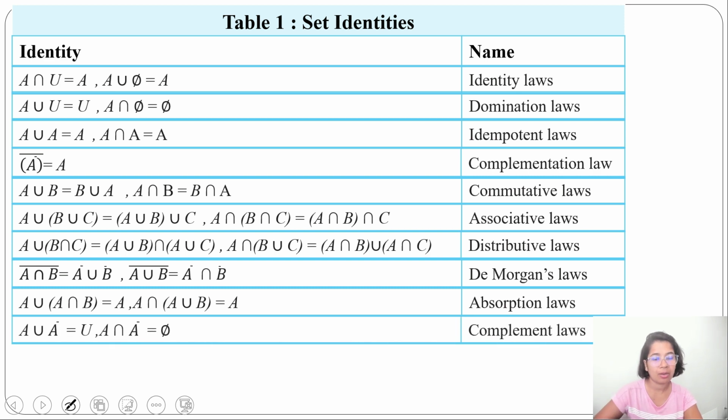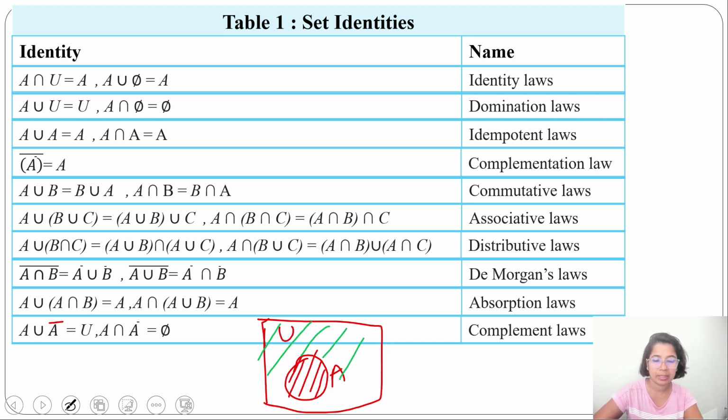Next is the complement law. A union A complement equals the universal set. This is our A, this is our universal set. A complement is this part which is not in A but in the universal set. Now A union A complement will be the whole universal set. Next, A intersection A complement will be phi. This is our A intersection A complement. A complement is the outer part which is not in A but in the universal set. So is there anything common? No. So A intersection A complement will be phi.